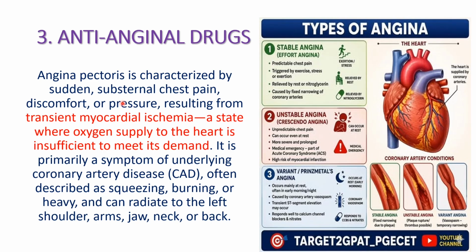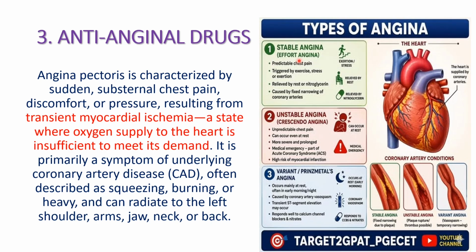This is the general introduction to angina, how it occurs, and the main cause for this is an underlying coronary artery disease. And here the pain radiates to the left shoulder, arms, jaw, neck or back. And coming to the types of angina, a quick view of this picture gives a simple understanding of three types of angina here.